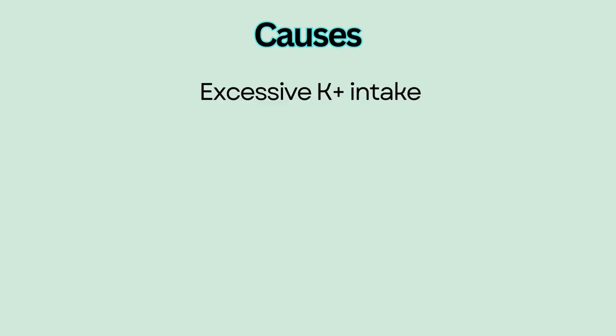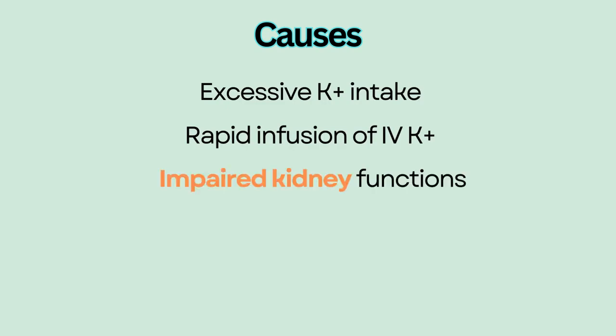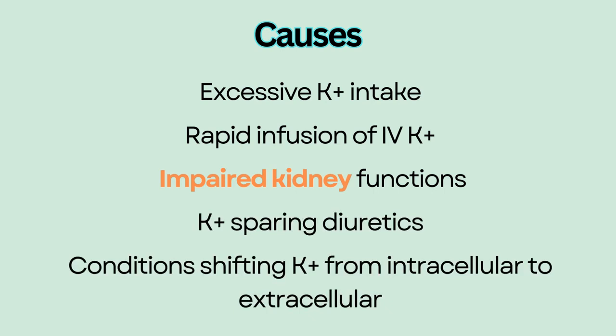Causes: excessive potassium intake and rapid infusion of potassium-containing IV solutions. Impaired kidney functions because potassium is normally excreted by the kidneys. Overuse of potassium-sparing diuretics. Conditions that move potassium from intracellular to extracellular, such as tissue damage, acidosis, and hyperuricemia.